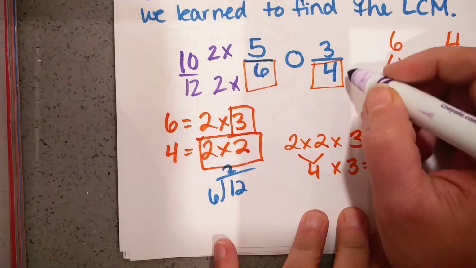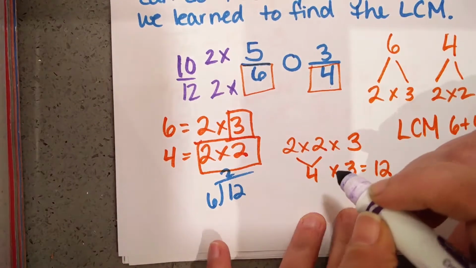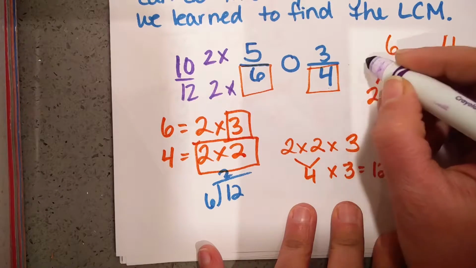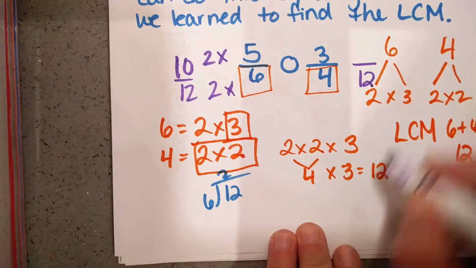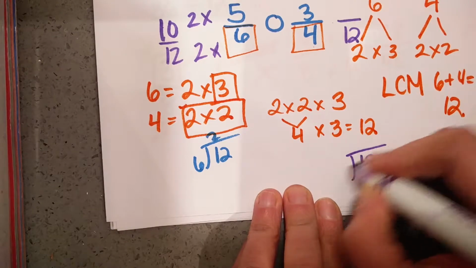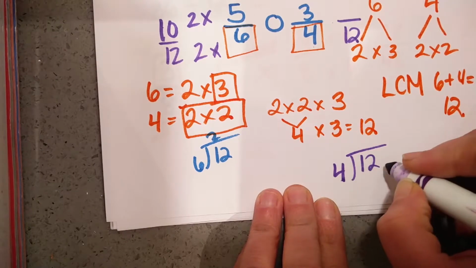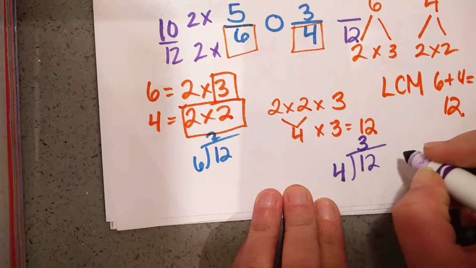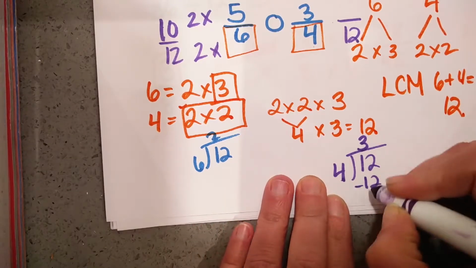Now, what do you have to multiply 4 by in order to get to 12? Well, I can go down here and I can take 12 and I can divide by 4. And I know that 4 goes into 12 3 times. So 3 times 4 equals 12. Done.